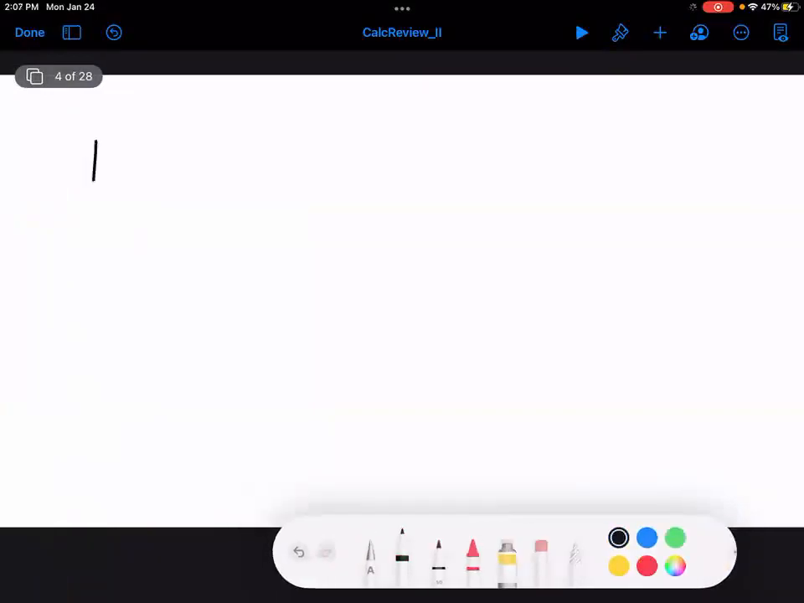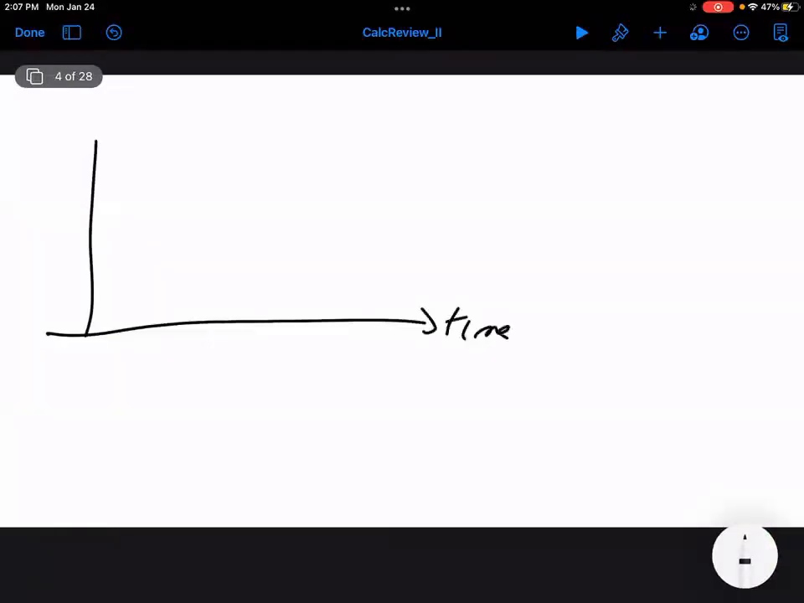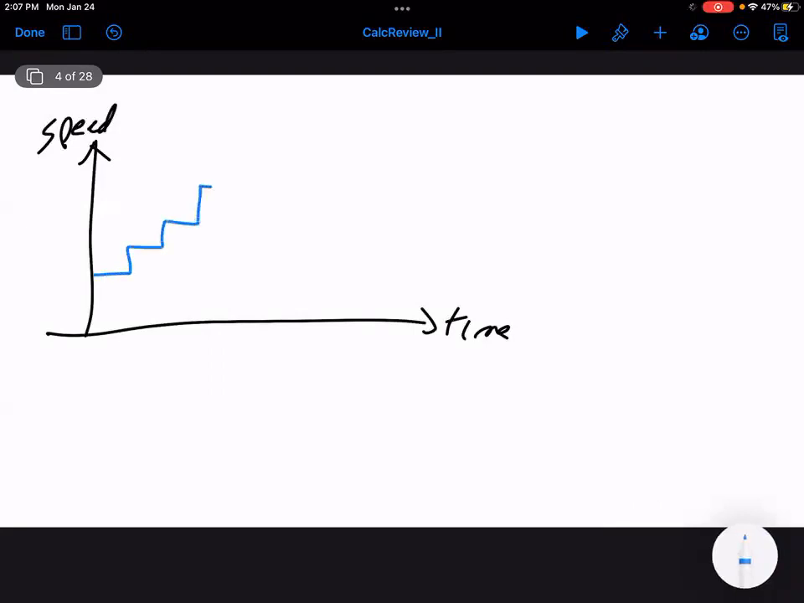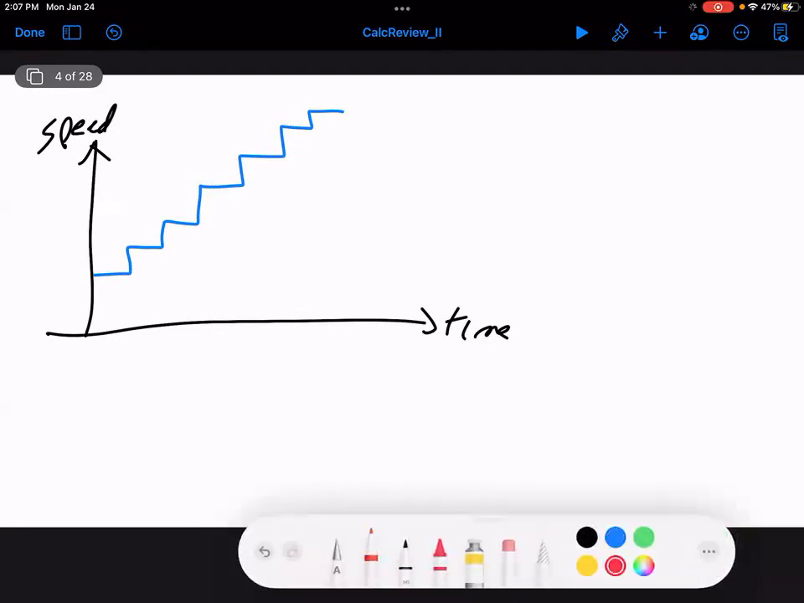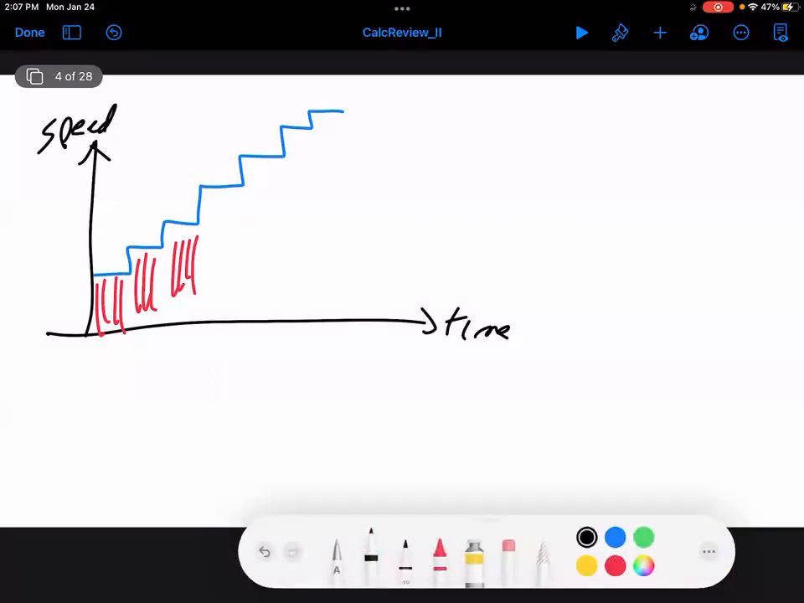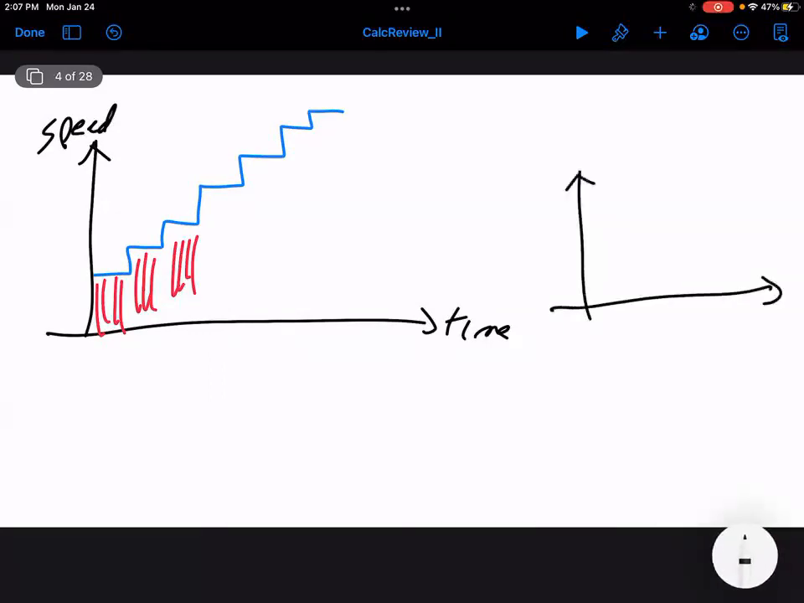Let's try to zoom in and see what's going on. If I gave you, here's time, here's speed. Imagine I gave you some kind of nice step function like this for speed. We have lots of moments where your speed is constant, you instantaneously increase, and then you're constant, then you instantaneously increase. Well, if I give you something like this, then to figure out the area under the curve, that's not going to be so bad. So the idea is that we can use that to find the area under the curve.